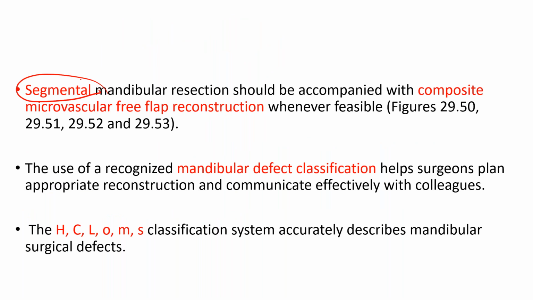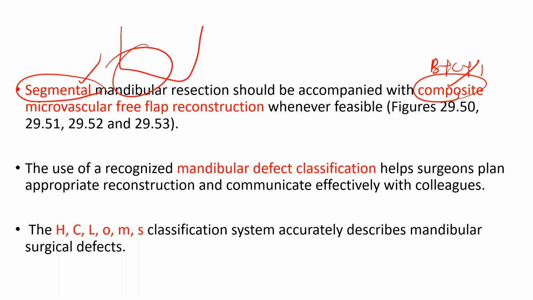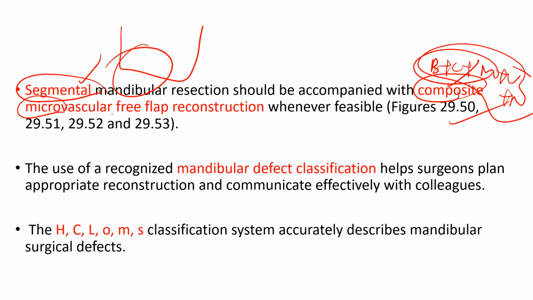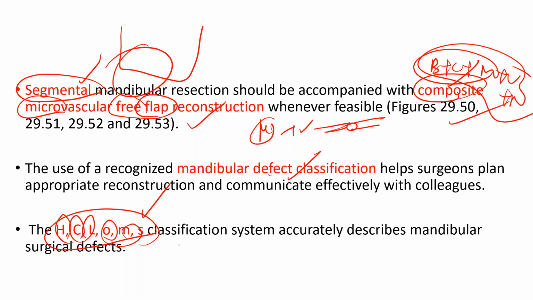If you are removing a large segment, you have to go for composite reconstruction. What is composite? It has bone plus cartilage plus muscle plus vessels plus nerve. All these things will be there. It is called composite reconstruction, and microvascular free flap reconstruction, where you anastomose vessel to vessel and then put a free flap. The mandibular defect is classified according to HCL OMS. Of course, it's not very important for you. At PG level, it is not needed. Based on the defects, you have to tell.